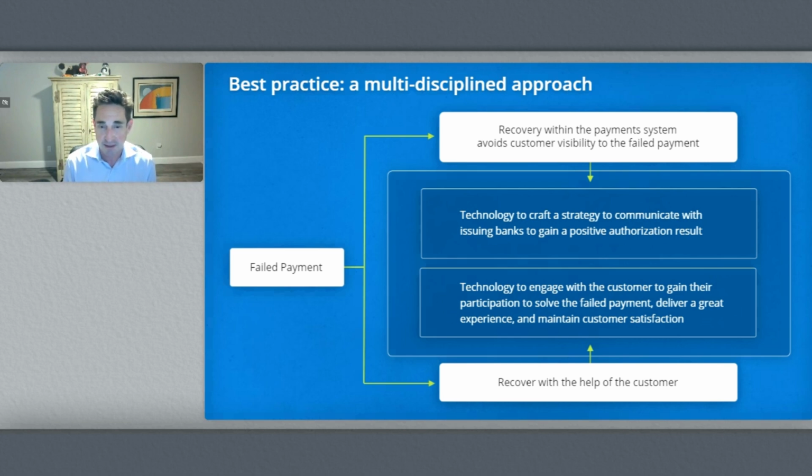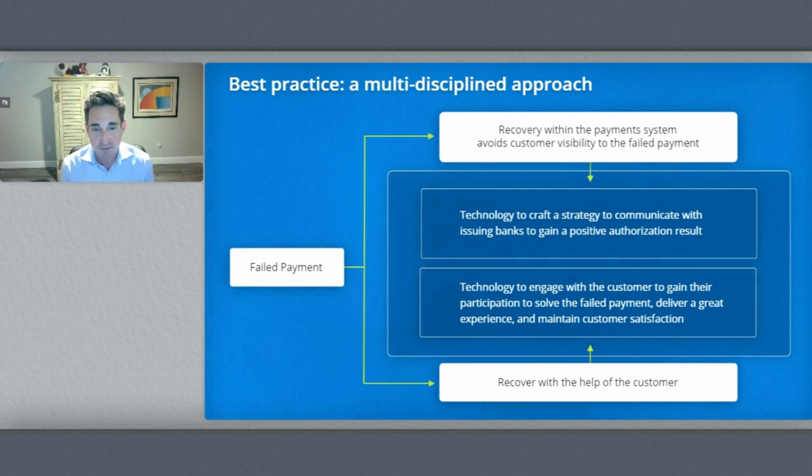So having a technology that can evaluate down to the level of why was this transaction declined, which bank declined it, and numerous other factors is really important to make sure that's been applied, because that will affect the ability to generate the best short-term recovery rates.